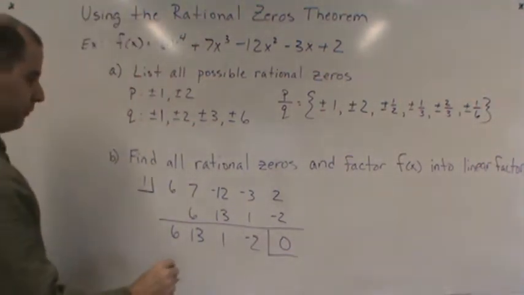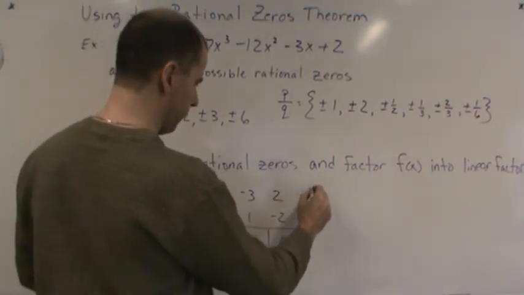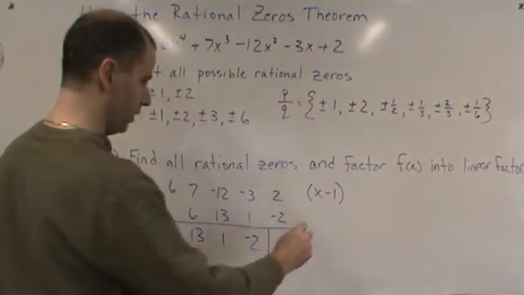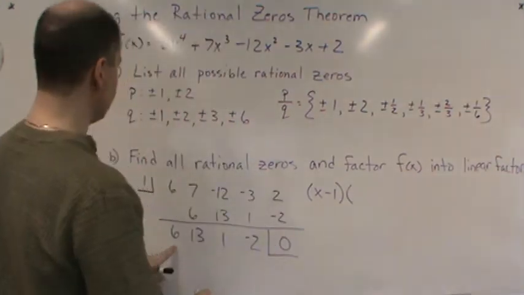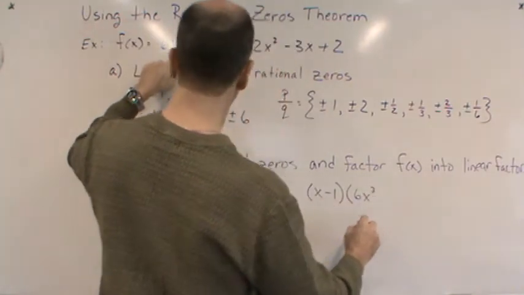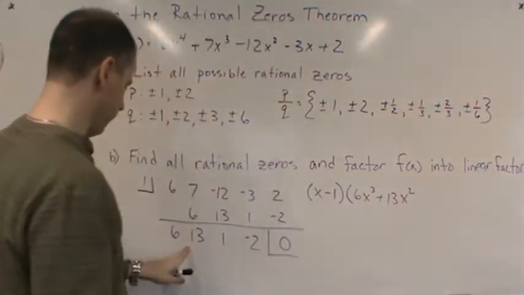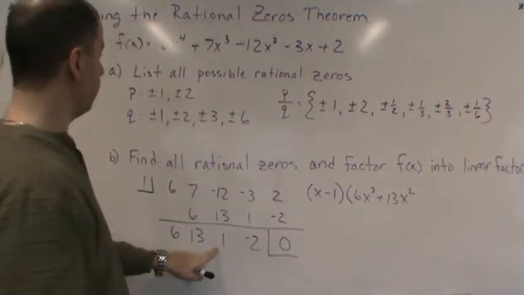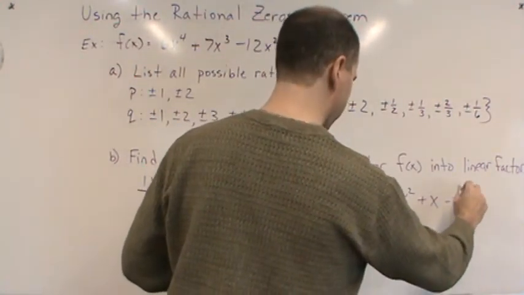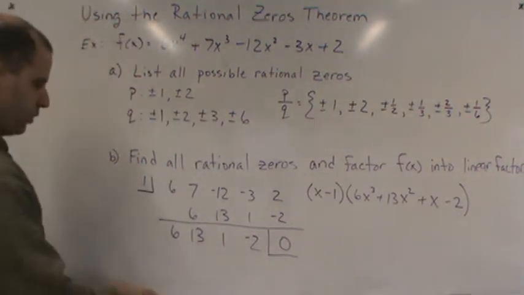And so that means, based on these coefficients and based on our 0, one factor is going to be x minus 1. And the other part of it is going to be what? It's going to be 6x to the third plus 13x squared plus x minus 2. Okay, so now remember, from the factor theorem, we got a 0.